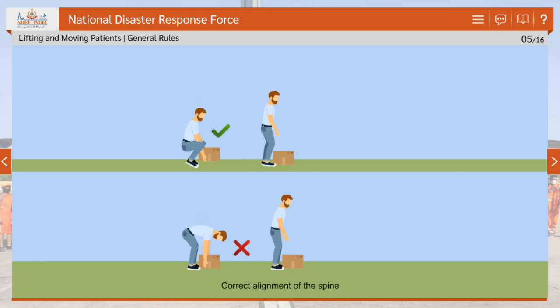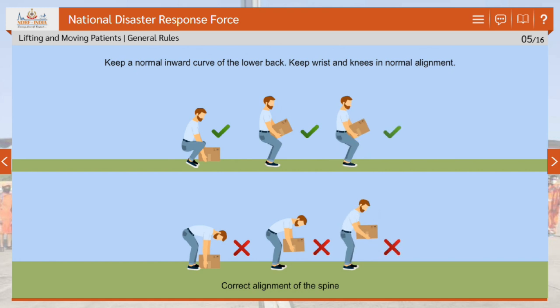The key to preventing injury is correct alignment of the spine. Keep a normal inward curve of the lower back. Keep wrists and knees in normal alignment.